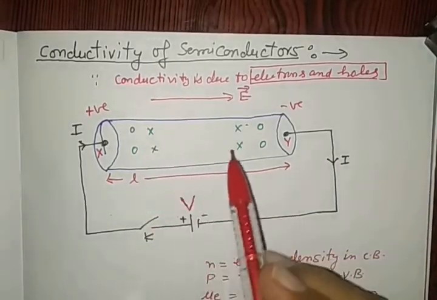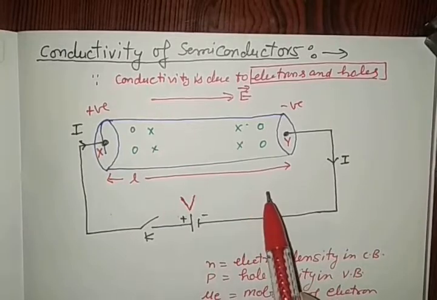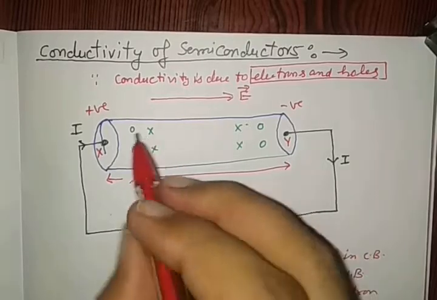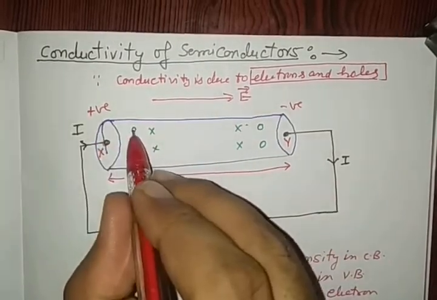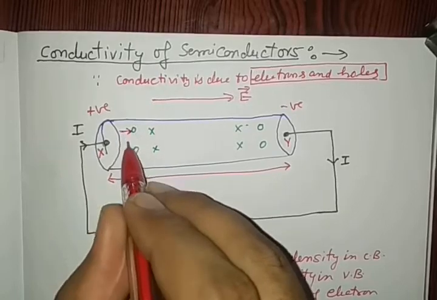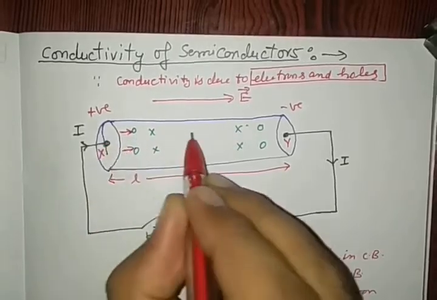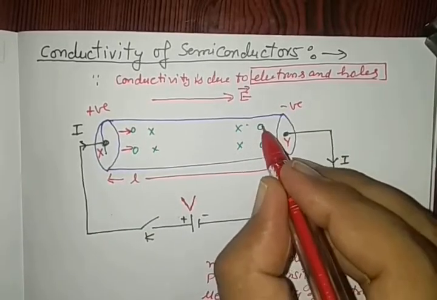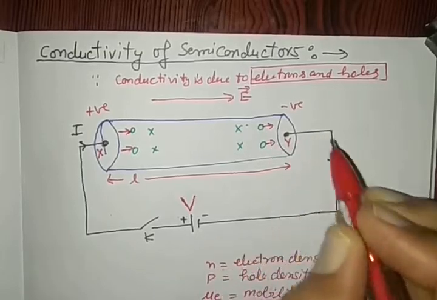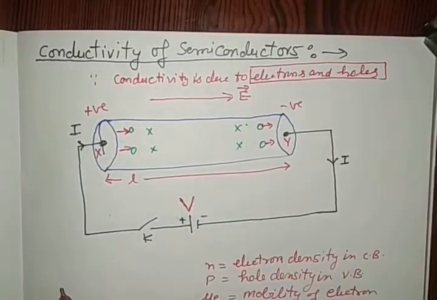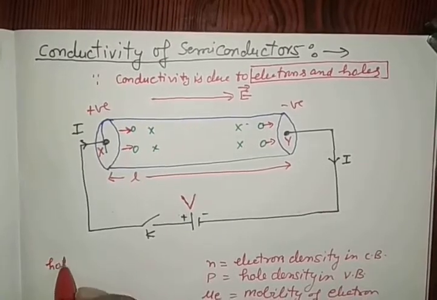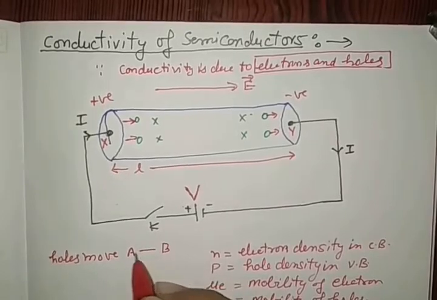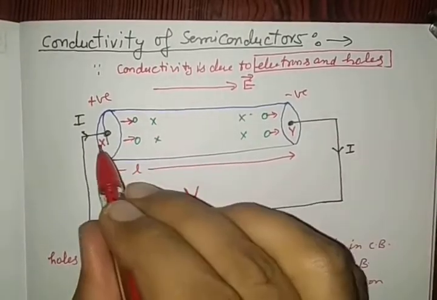So see how the forces are experienced by the charge carriers, electrons and holes. First, see the holes. Holes are positive, so they are repelled away from the positive potential and attracted towards the negative potential. It means that holes move from X to Y in the diagram.